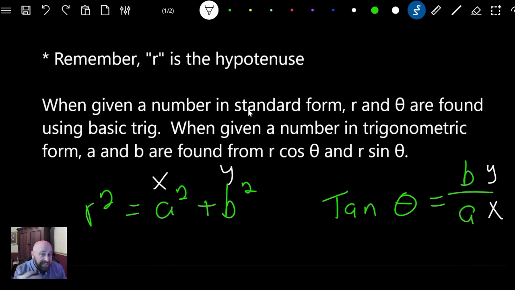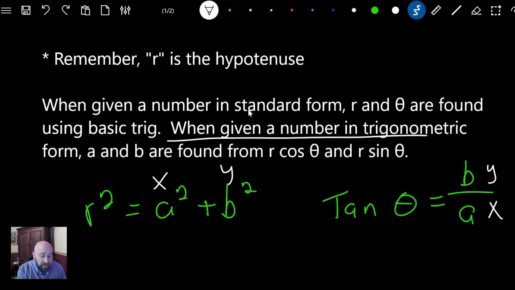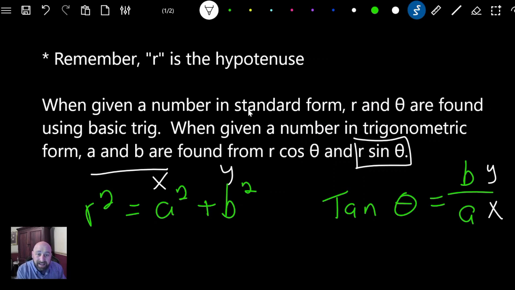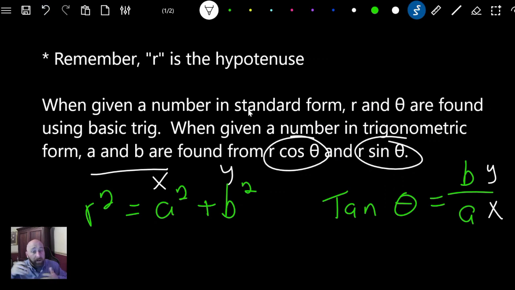Now, what if they give it to you in the polar form? Look here, when they give you a number in the trigonometric form or polar form, a and b are found. Now we're going back to a and b because we need that for the complex form. They are found from using the hypotenuse times the cosine of theta and the hypotenuse times the sine of theta, okay? And so again, you should be thinking, okay, there's a y and an x right there. We're going to get our x and our y out of that. So that's the idea, switching back and forth between polar and complex.